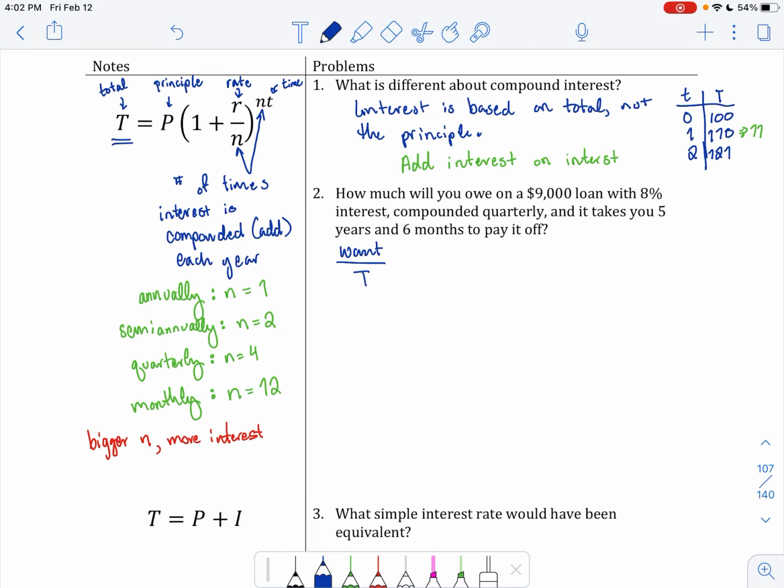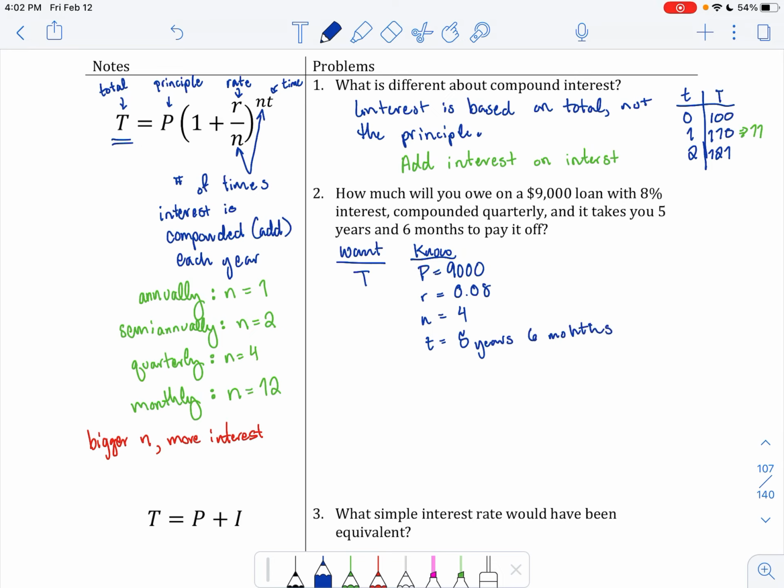How much will you owe? And so therefore we have to know P, looking at our formula, which is 9,000, R, 8%, so 0.08, still going into decimal form. N, it's compounded quarterly, which is 4 times a year. And T, 5 years and 6 months.